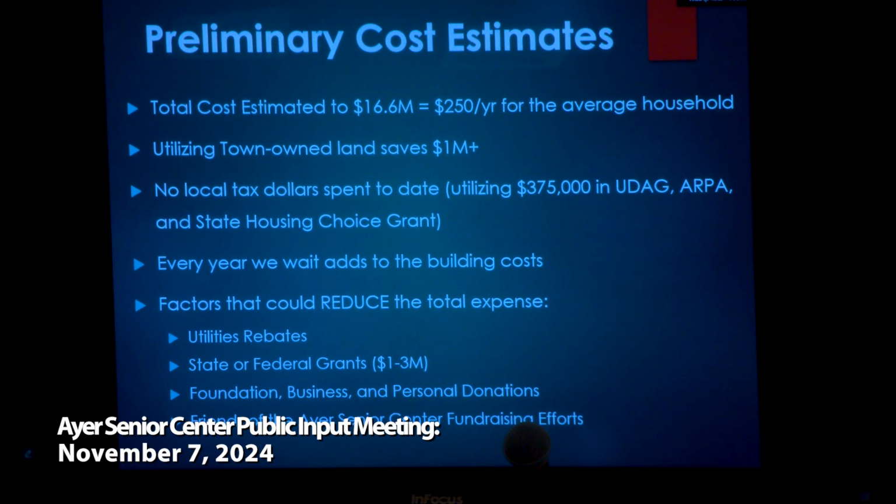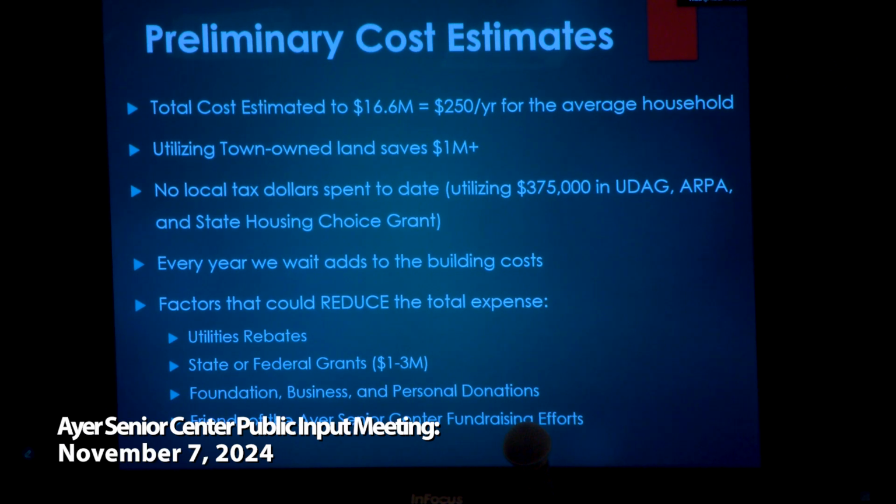So 16.6 is a big number. Municipal building projects, because we are required to work within the prevailing wage system, are always going to be more expensive than if you or I tried to build it in our backyard. But the key point here is, what does it mean for you? We estimate that it will be an average of $250 a year on the average tax bill. There are a lot of different ways that this money could be borrowed and set up, but the $250 is based on a 30-year descending bond.